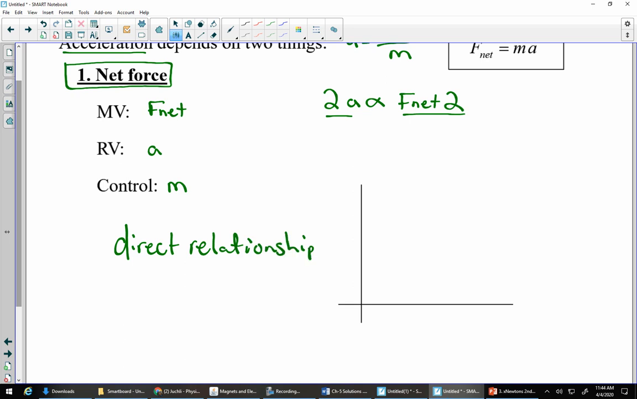And if I wanted to graph that, we have to remember that our manipulated variable always goes on the x-axis. In this case, our manipulated variable would be net force, and our responding variable always goes on the y-axis, so acceleration on the y-axis. And if it is indeed a direct relationship, it should be a nice, neat line. I said that a little bit backwards. We triple the net force, we triple the acceleration, and so on and so on.